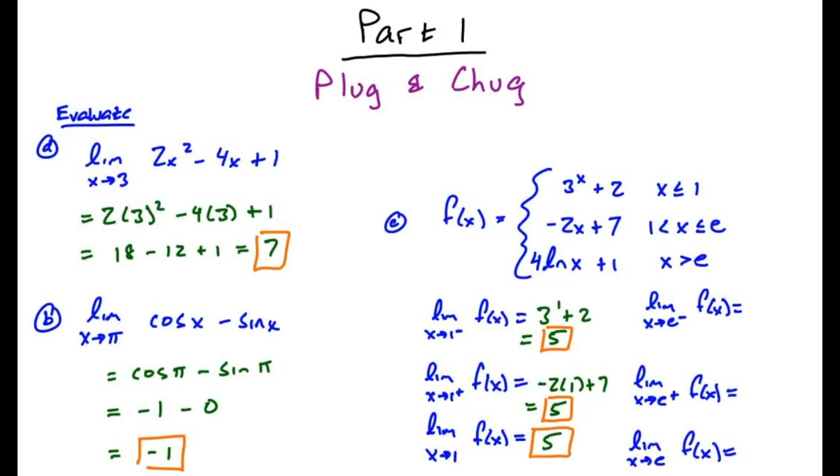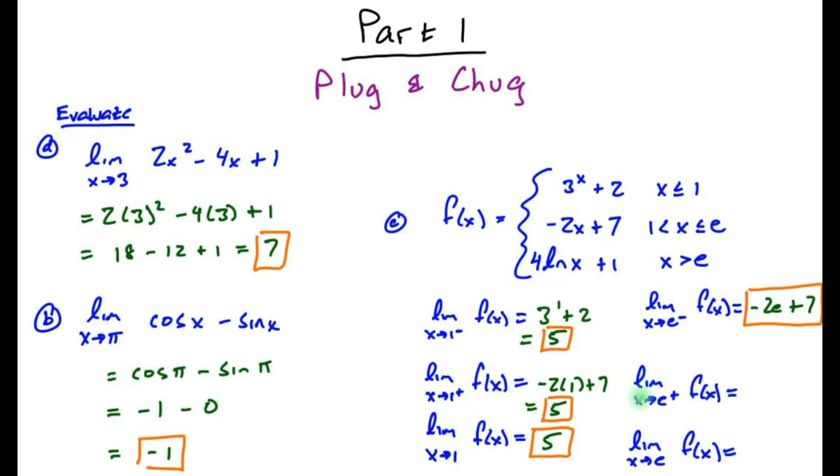Same story, different x value. On the right, we're going to approach e. First, we'll approach e from the left. So we're going to plug it into the middle portion of our piecewise function because that allows x values less than e. That'll get us negative 2 times e plus 7. Not a lot of simplifying we can do there, so that's all our value should be.